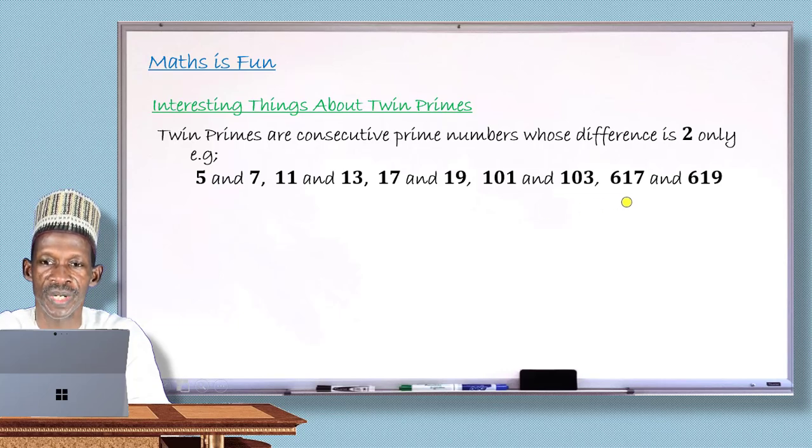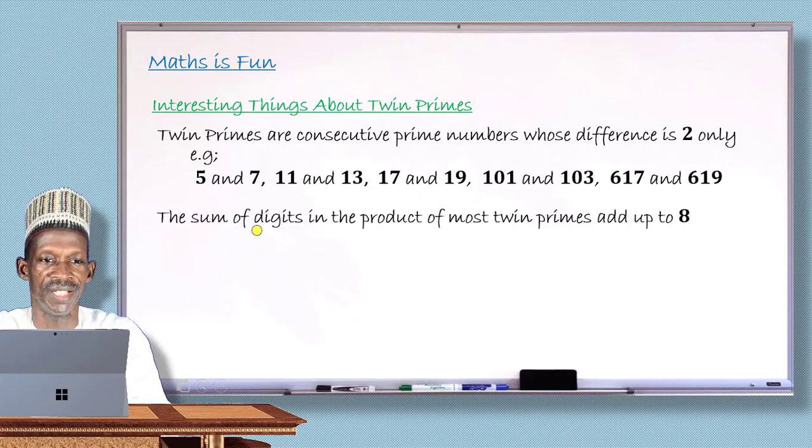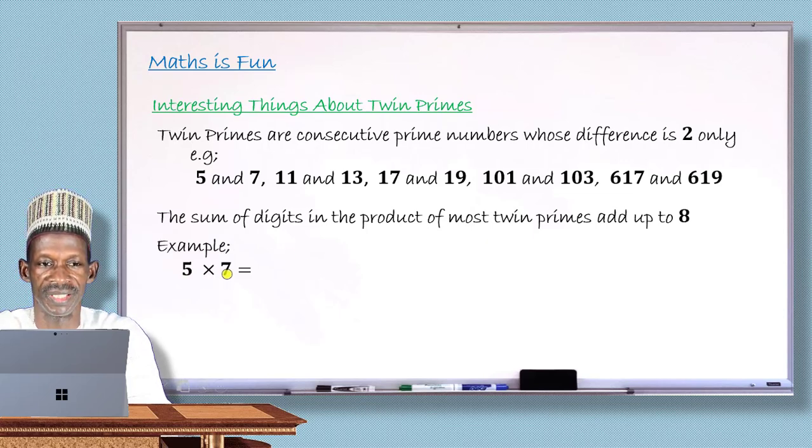And these twin prime numbers have an interesting relationship with the number 8. Let's see. It says the sum of the digits in the products of twin primes. That means if we multiply any two twin prime numbers and add the digits in the result, what you're going to have is this number 8. And this happens to most twin prime numbers. Let's just sample some. If I take 5 and 7, they are twins. If I multiply, it gives me 35. If I add 3 and 5, it gives me 8.